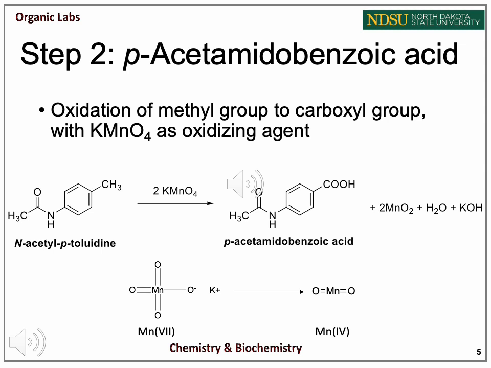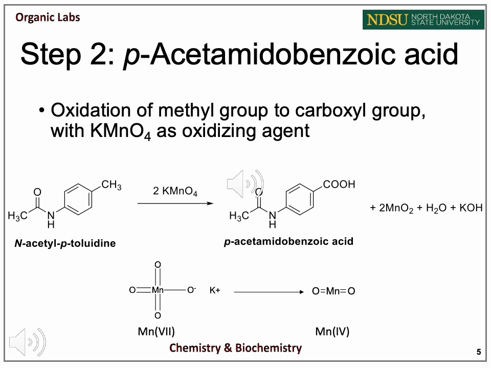So to do this, we'll be taking N-acetyl p-toluidine and reacting it with 2.8 grams of potassium permanganate, and then later acidifying the solution with excess 20% sulfuric acid. What this is going to do is it is going to oxidize our methyl group to a carboxyl group. At the same time, it will be reducing our manganese from manganese 7 to manganese 4.